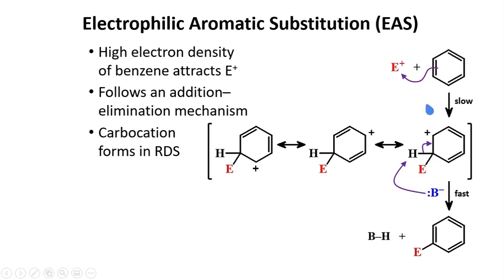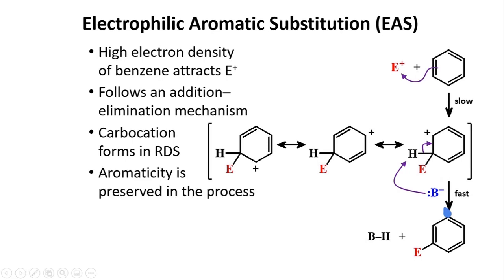The carbocation formation in this process is part of the slow step or the rate determining step. First step, formation of the carbocation, is the rate determining step, and the second step is the faster elimination part. Overall, you start from an aromatic ring which contains 6 pi electrons, and in the end, an aromatic ring still remains. So, aromaticity is preserved in this process.